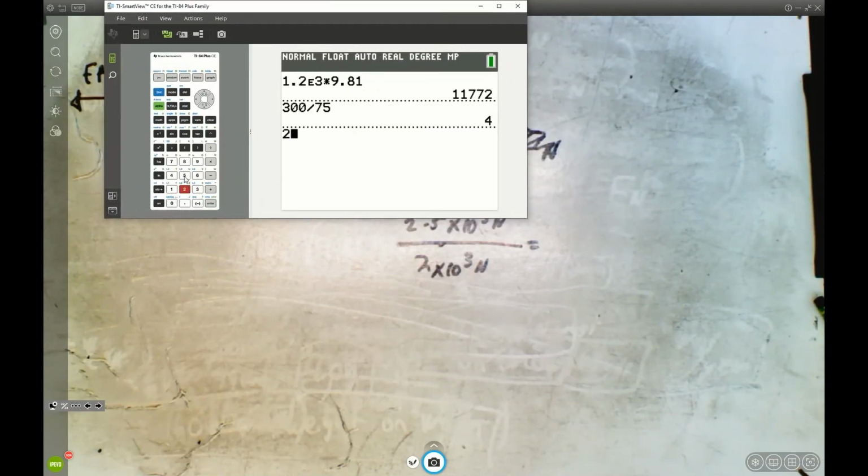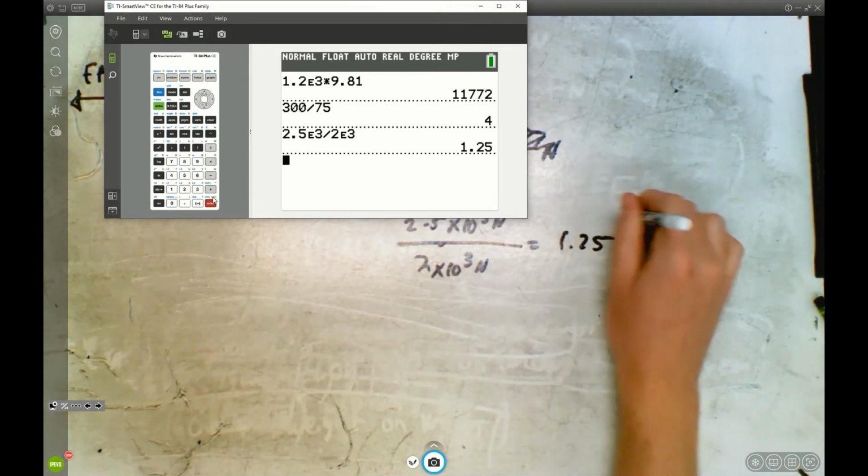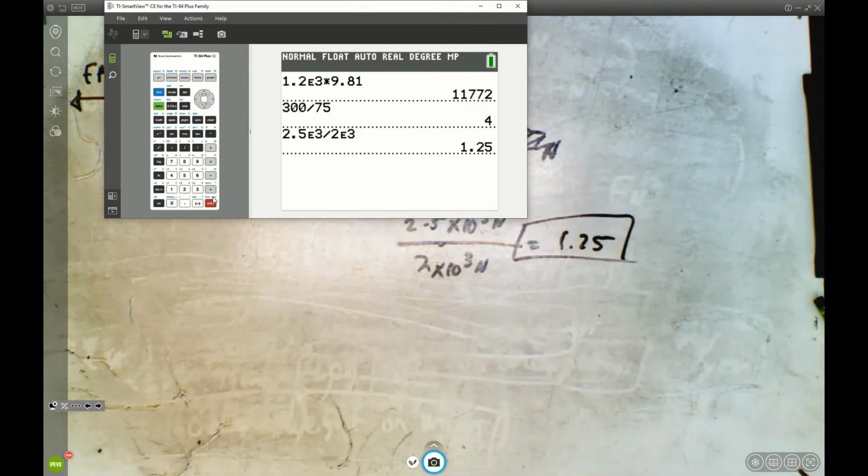So 2.5 times 10 to the 3 divided by 2 times 10 to the 3, and we get 1.25 as our coefficient of static friction. Okay.